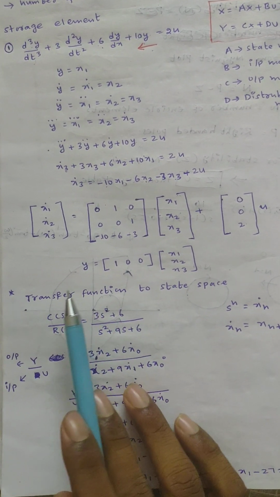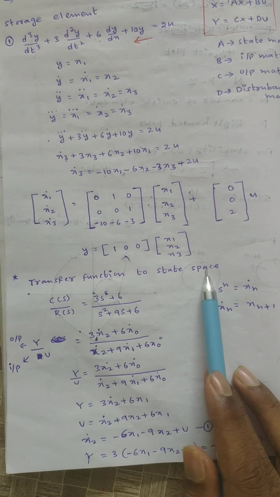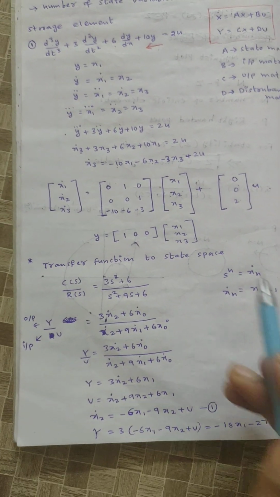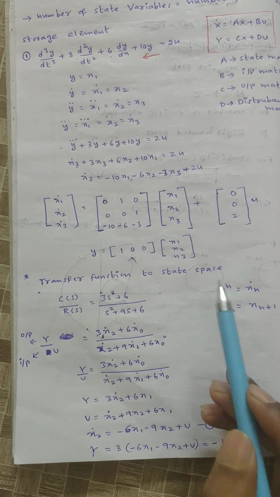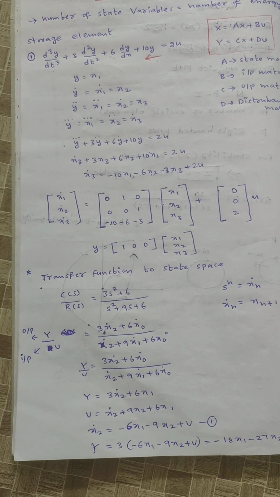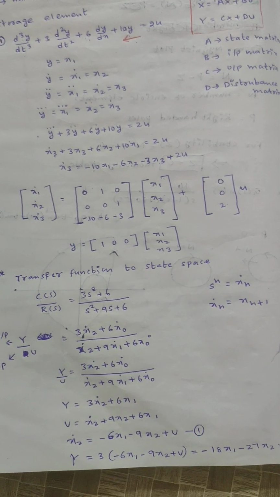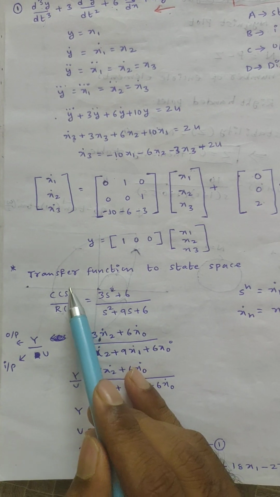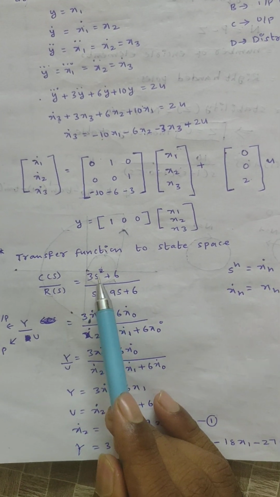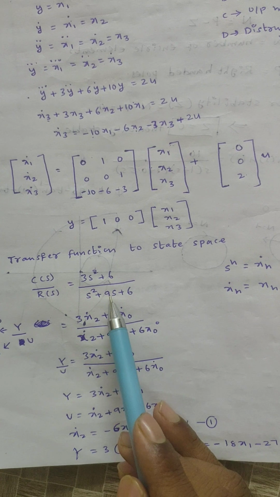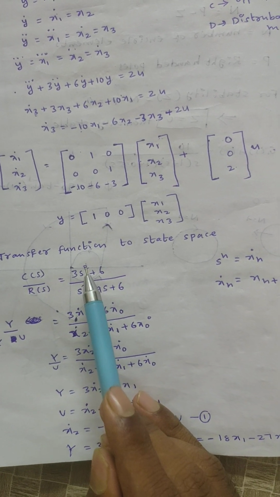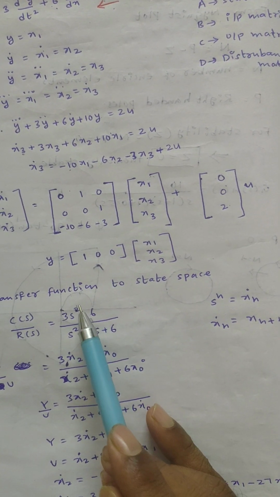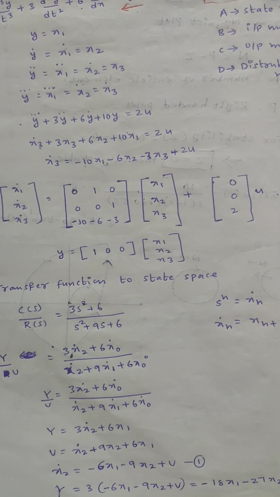Okay, next, if the transfer function is given, then how do we find the state space representation? That means we need to represent the given transfer function in state space form, that is x dot is equal to Ax plus Bu, and output y is equal to Cx plus Du. Now see here, C of s by R of s is given as 3s square plus 6 divided by s square plus 9s plus 4. Based upon the s power n term, we can say the order is s power 2, that means the given matrix is a 2 by 2 matrix.